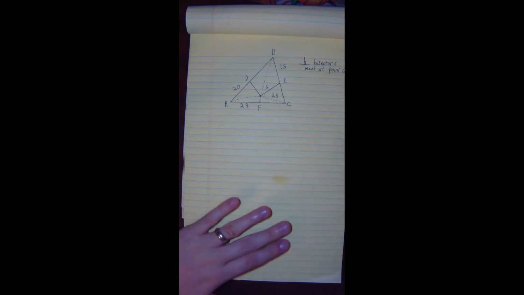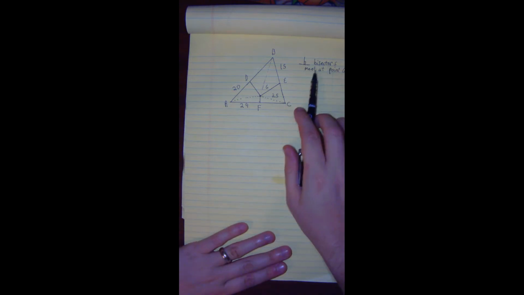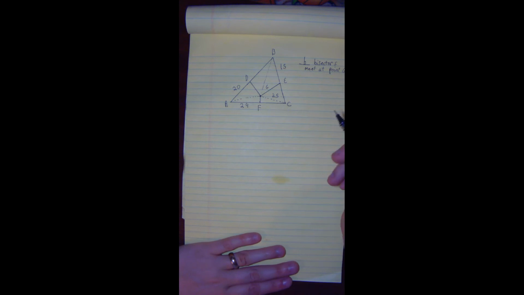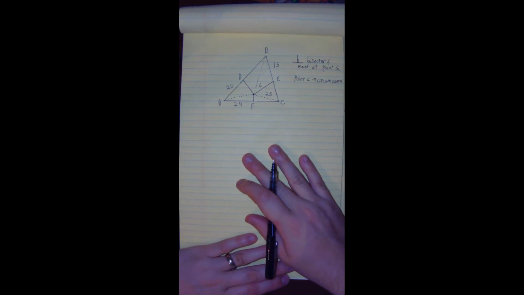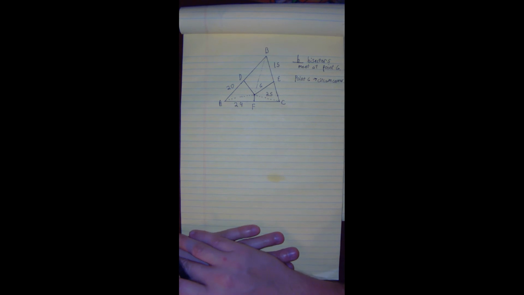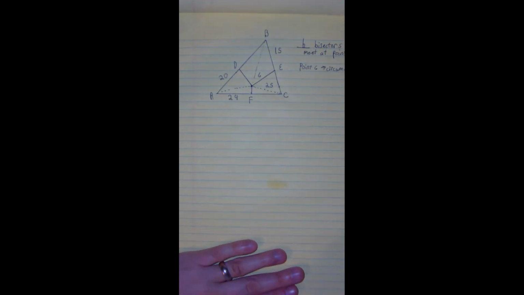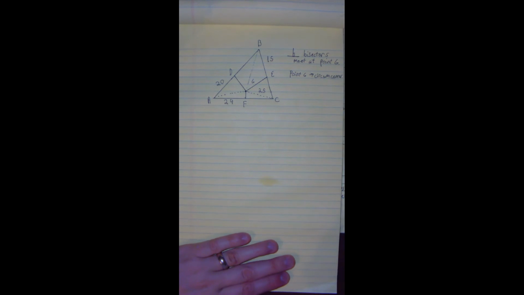We're looking at number 13. Perpendicular bisectors meet at point G. Point G is known as a circumcenter. So point G is a circumcenter, and we know that because that's the term used when we are working within the realm of perpendicular bisectors.